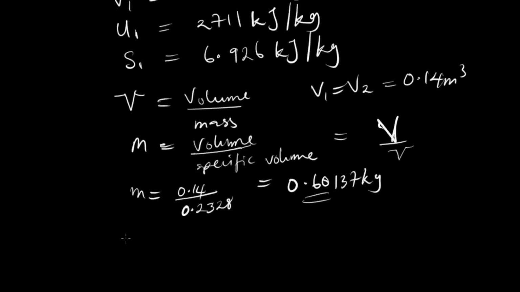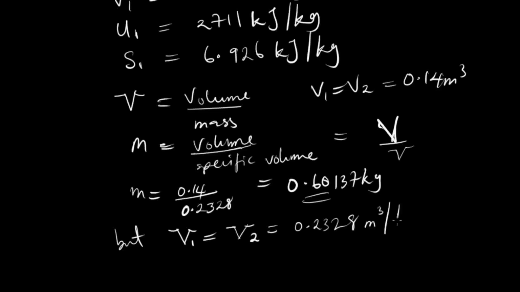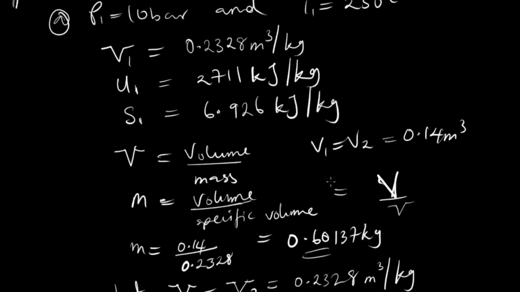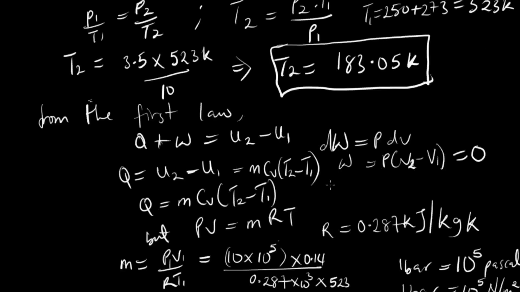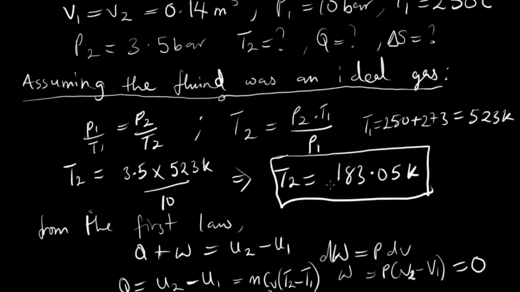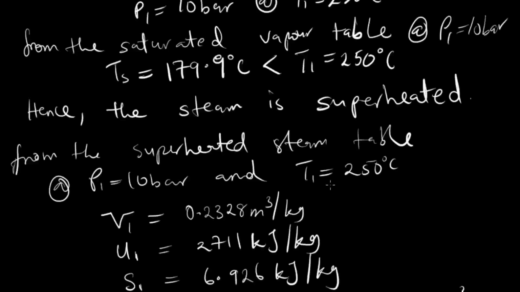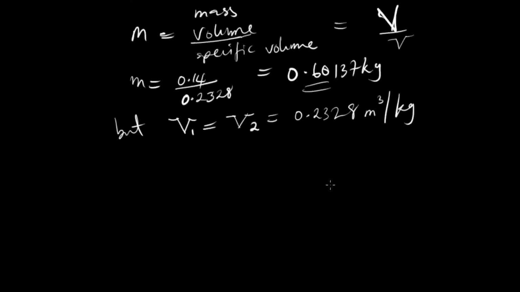But still, the specific volume at the first state is equal to that at the second state, which is still 0.2328 meter cube per kilogram. Remember, back to the question, they gave us the second pressure, that is P2.